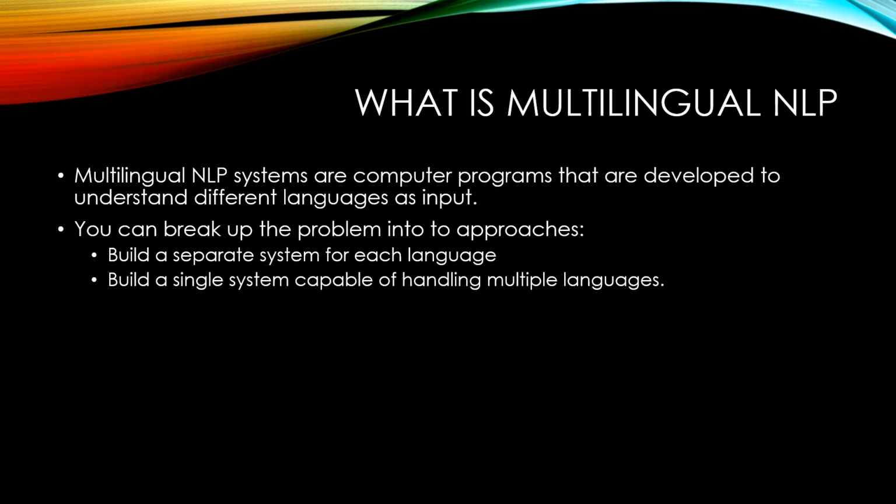Because we have such a multilingual world, it only makes sense that at some point we need to develop a multilingual natural language processing system. Multilingual language processing systems are computer programs that are developed to understand different languages as input. You can break up this problem into two main approaches: build a separate system for each language, or build a single system capable of handling multiple languages.